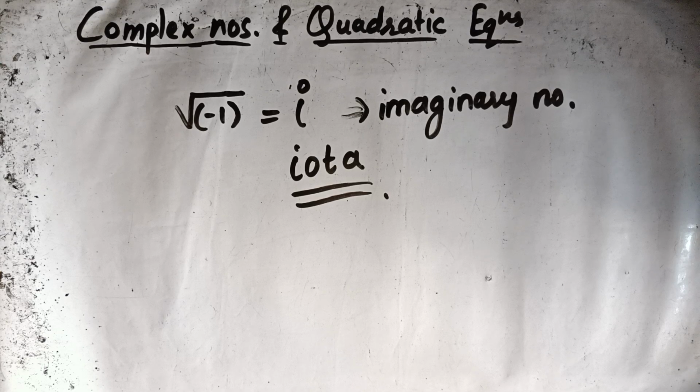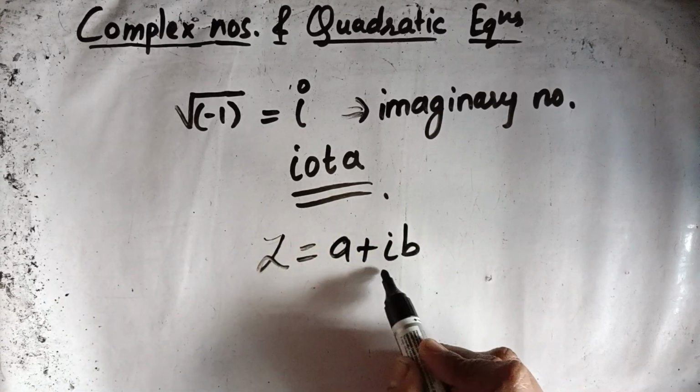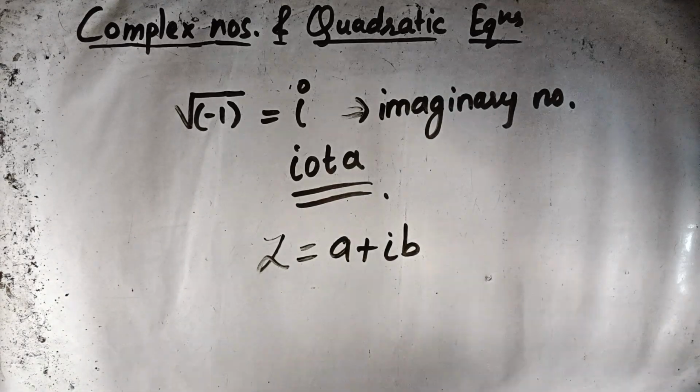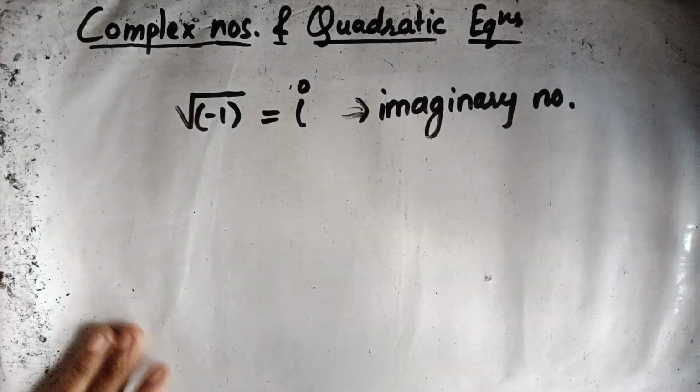Later on we can define what is a complex number. So basically a complex number is of the form z is equal to a plus ib. That is, this imaginary number i becomes the part of a complex number. So let's start with our i.